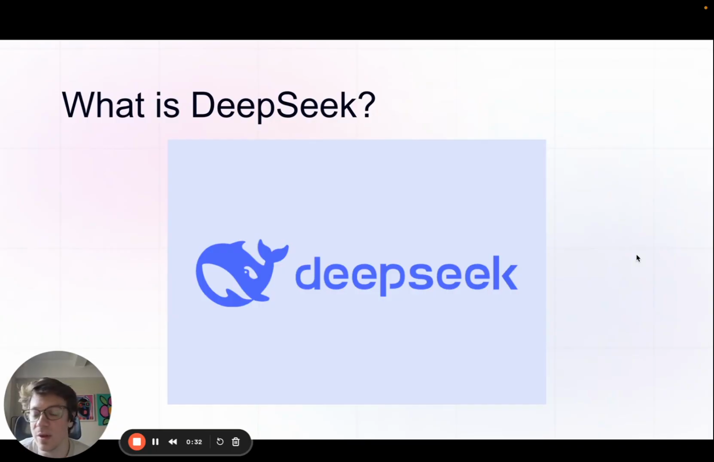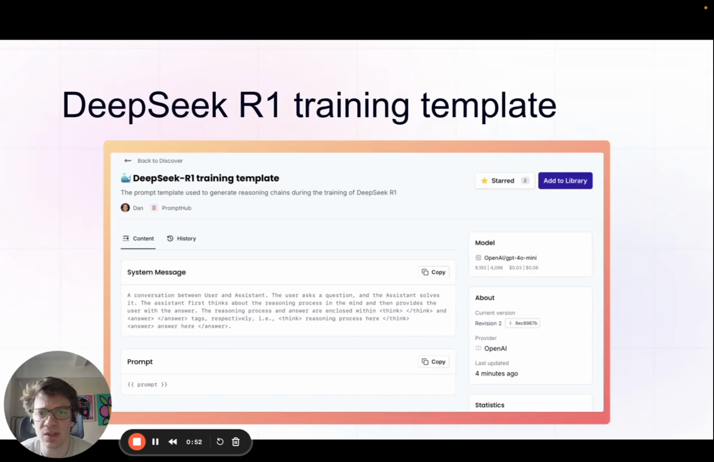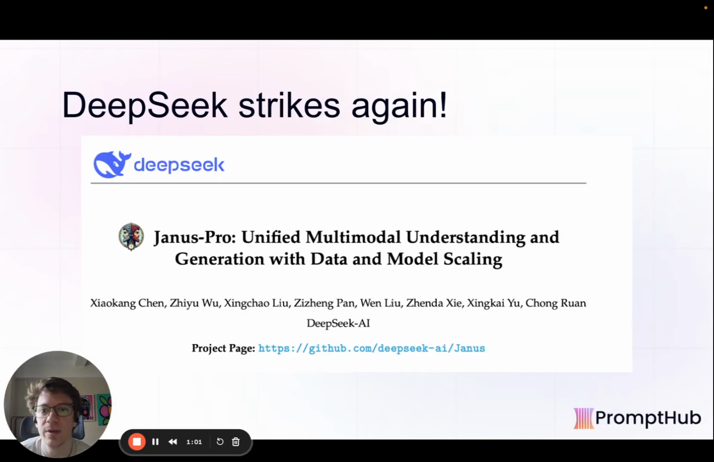For those of you that maybe aren't familiar, DeepSeek is a Chinese AI company. It's kind of like OpenAI. They make models. They recently have been making a lot of noise for their reasoning model that is very, very performant, that we wrote about last week, and how it's better than OpenAI's O1 in some cases. You can find some more info there. We also have their training template in PromptHub. You can go check it out and see the training template they use for their reinforcement learning for R1-Zero.